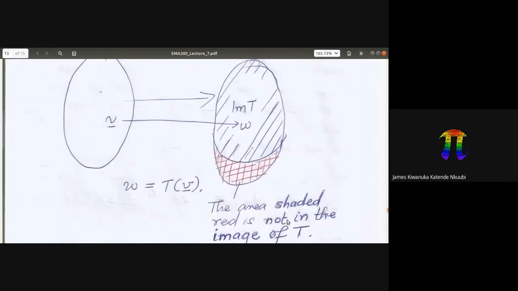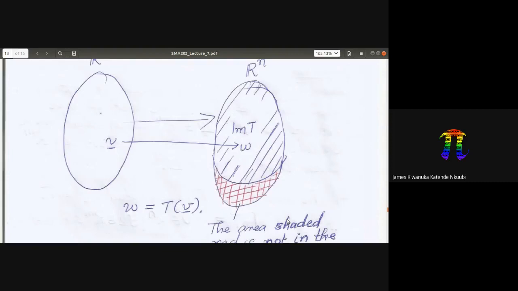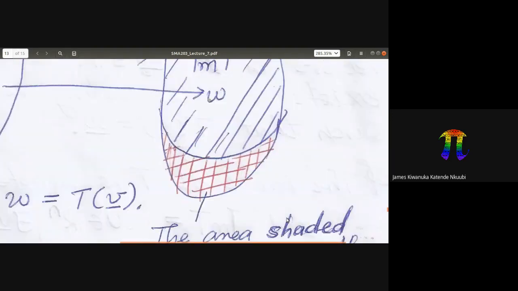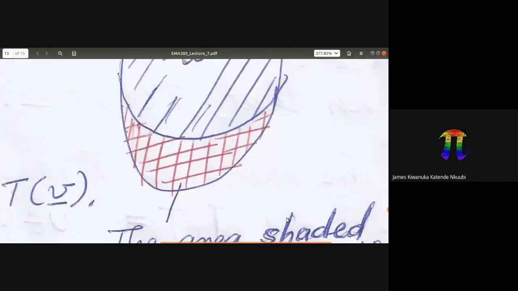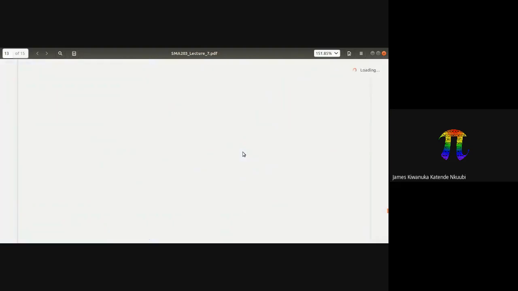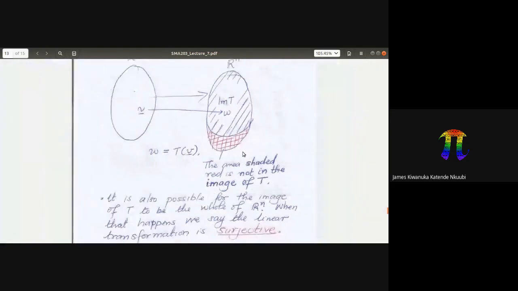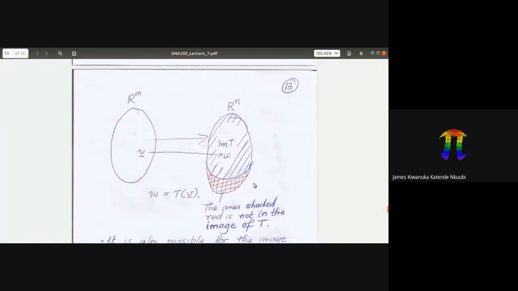So this diagram tries to explain what the image is. I made it too large, let me reduce it. So here we have a map. The map takes things from this vector space Rm and sends them to this vector space Rn.